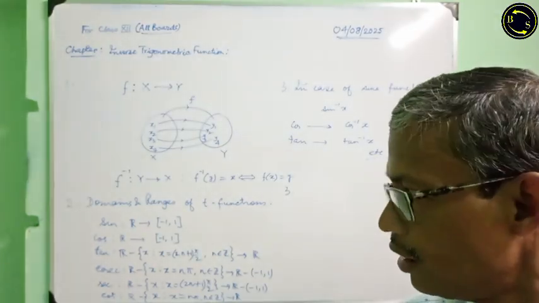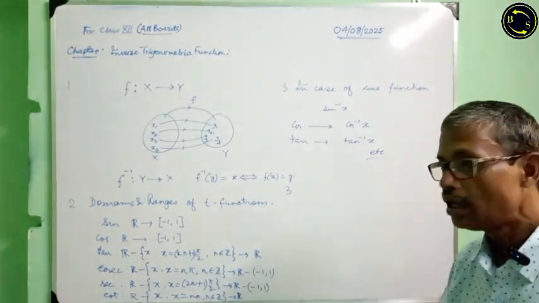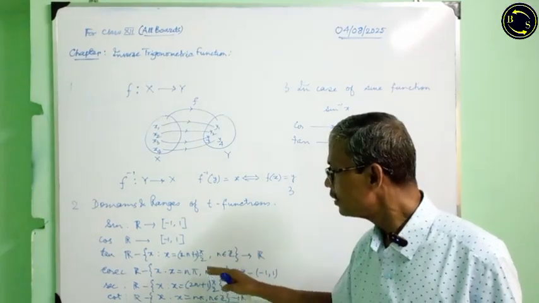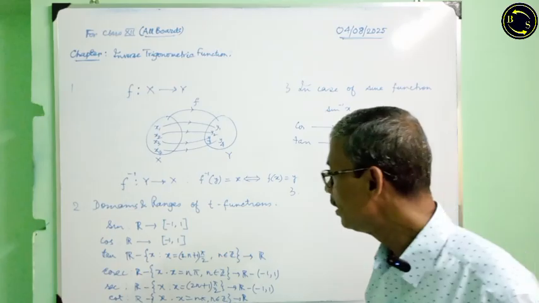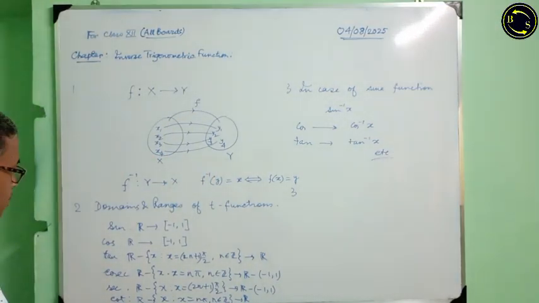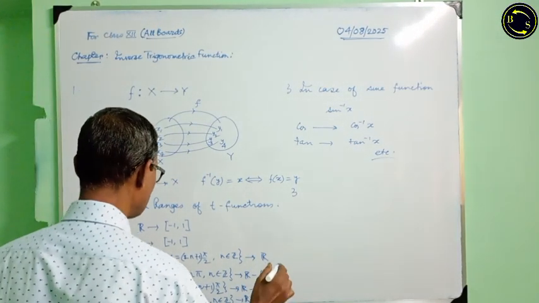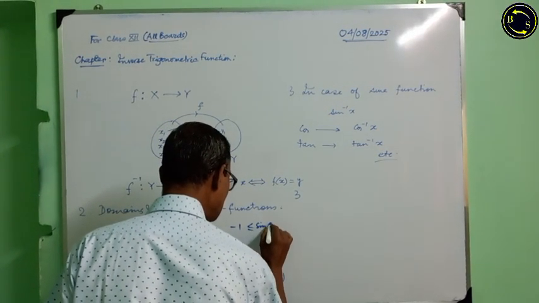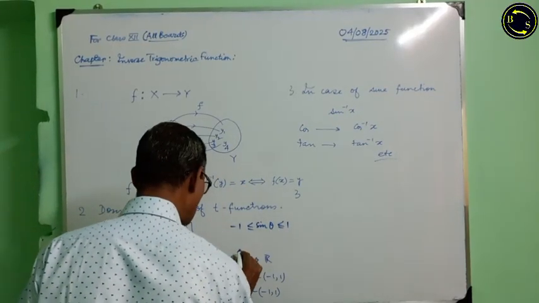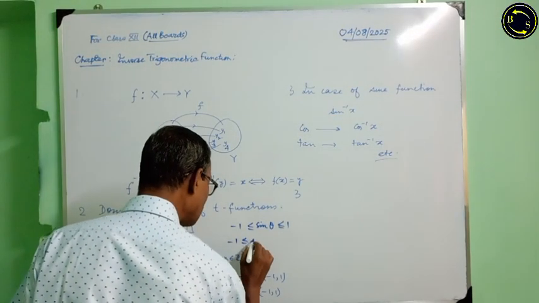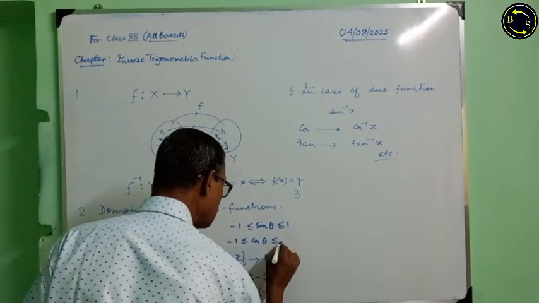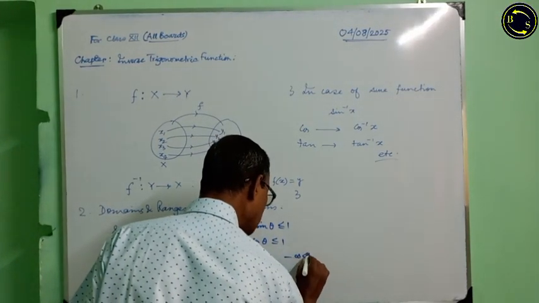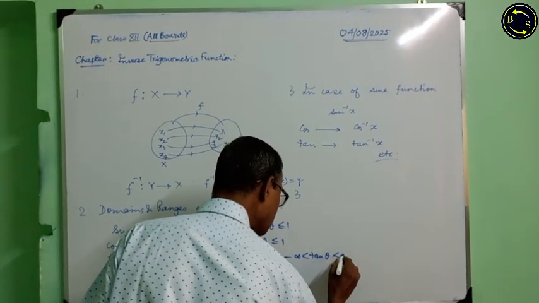Before making that chart, let me give you some tricks for remembering these things. For sine function, already you have learned -1 less than equal to sine theta less than equal to 1. For cos theta also, -1 less than equal to cos theta less than equal to 1. For tan function, minus infinity less than tan theta less than infinity.